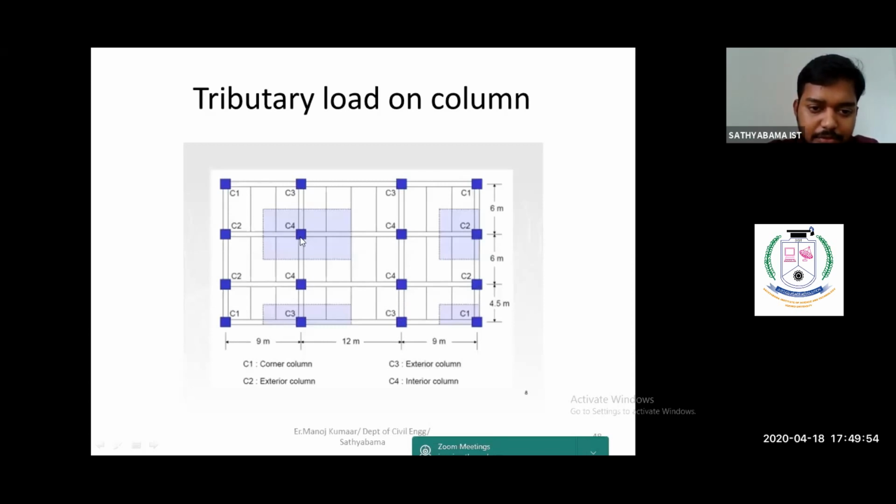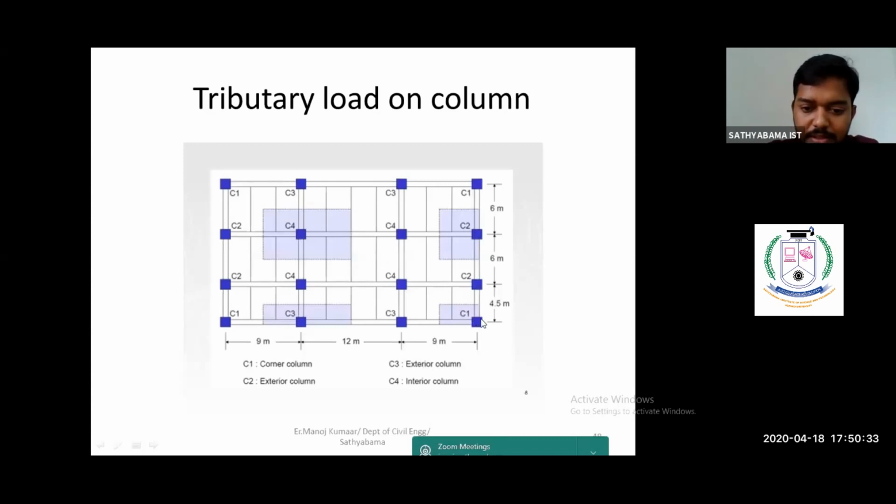Now, if you consider the C4 column, that is the interior column, 1/4 of the load comes from the first slab, 1/4 of the load from the second slab, 1/4 from the third slab, and 1/4 of the load from the fourth slab. So totally, it has to carry load from 4 different directions. That is, on 4 sides, 4 beams are provided. So each beam will be contributing the load. Each beam will be transferring the load from that particular slab to this column.